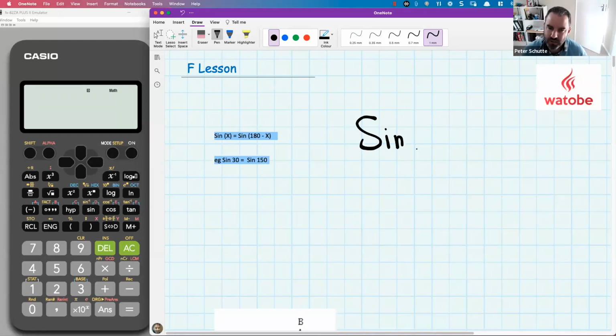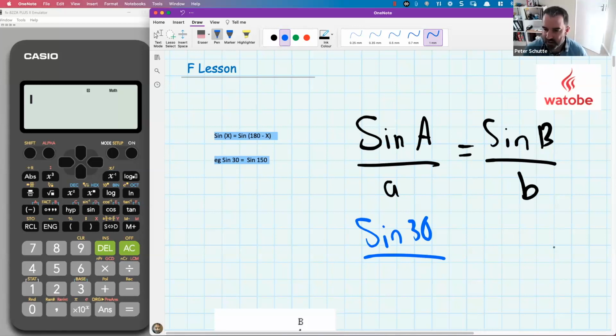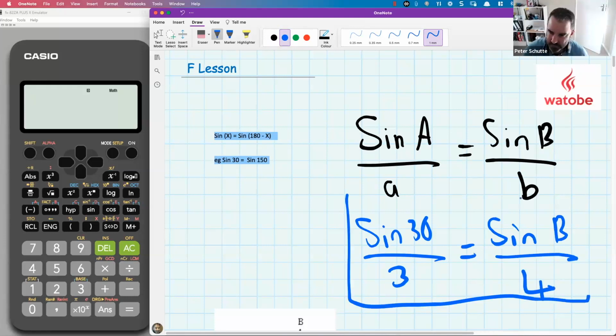What the sine rule normally said looked something like this. In practice, we would have something like the sine of 30 over a number 3 equals the sine of another angle, let's say B, over 4. If you remember that from the last lesson, give me a thumbs up. If you have never seen that before or have forgotten it, give me a thumbs down in the chat.